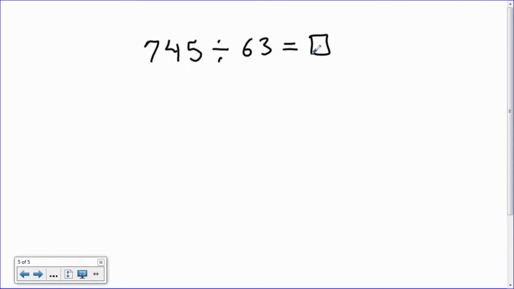745 divided by 63. So the dividend is 745, the divisor is 63. And even though I'm talking about strategies for partitive division, I'm going to show you in a little while in this video session why I can use the same strategies for quotative division problems. For right now, just think that I have 745 objects and I want to divide them equally into 63 groups. How can I do that?